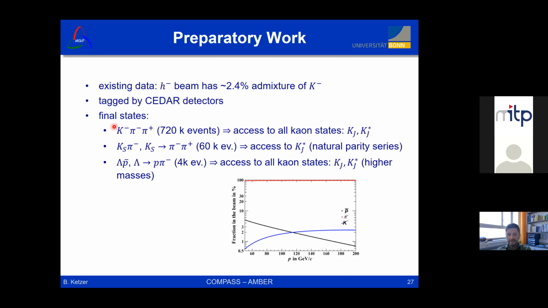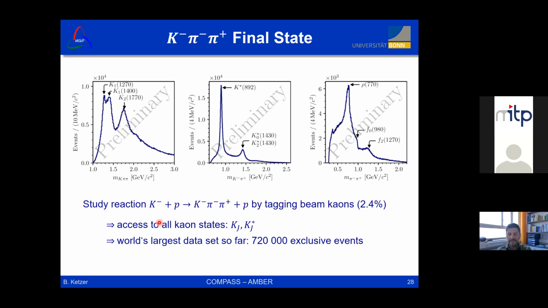So this would be the counterpart to the 3 charged pions, K minus, pi minus, pi plus, which gives you access to all kaon states. We looked at K short, pi minus, and also at lambda p bar. I'm going to show you a few results of that. So that's the 3 charged particle final state, K minus, pi minus, pi plus final state.